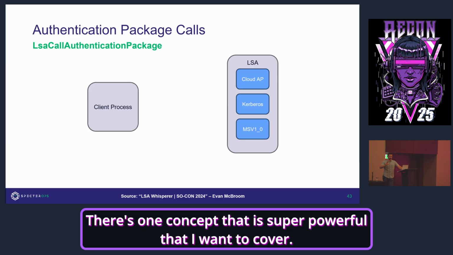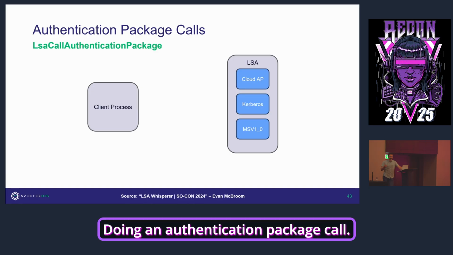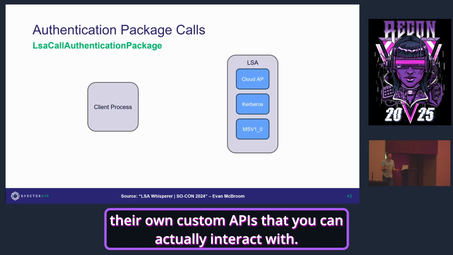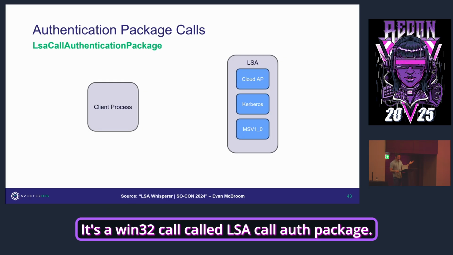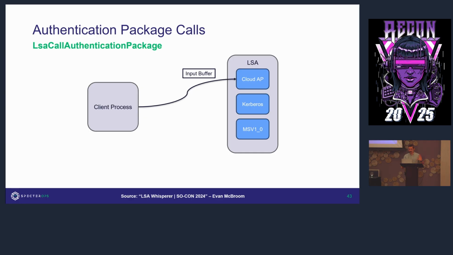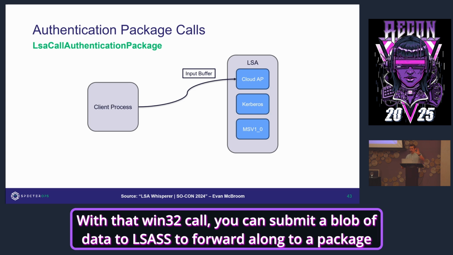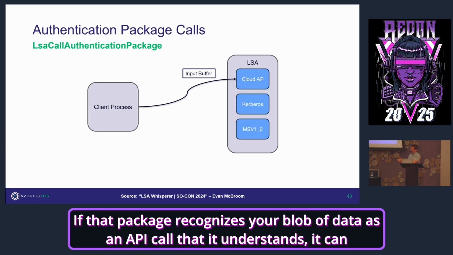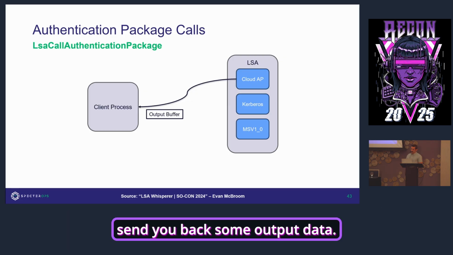There's one concept that is super powerful that I want to cover. Doing an authentication package call. All of these packages that we talked about, they have their own custom functionality, their own custom APIs that you can actually interact with. And it's a simple call. It's a Win32 call called LsaCallAuthenticationPackage. It's very basic. With that Win32 call, you can submit a blob of data to LSASS to forward along to a package to interpret. If that package recognizes your blob of data as an API call that it understands, it can send you back some output data.